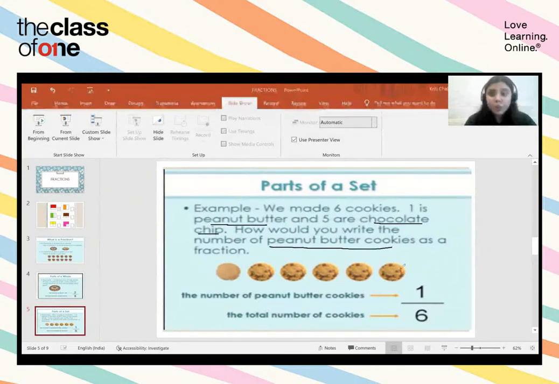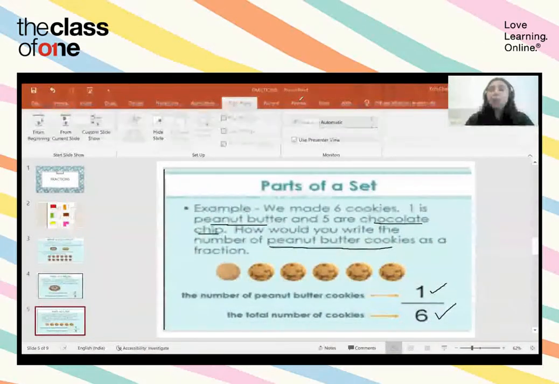So we know in a fraction, the bottom number is always the total number of things. So here the total number of cookies is 6. So the denominator becomes 6. And how many peanut butter cookies are there? Just 1. So the numerator is 1. So the fraction becomes 1/6. So this is how we represent fractions as a part of a whole as well as part of a set. So let's understand this better through a video as well.